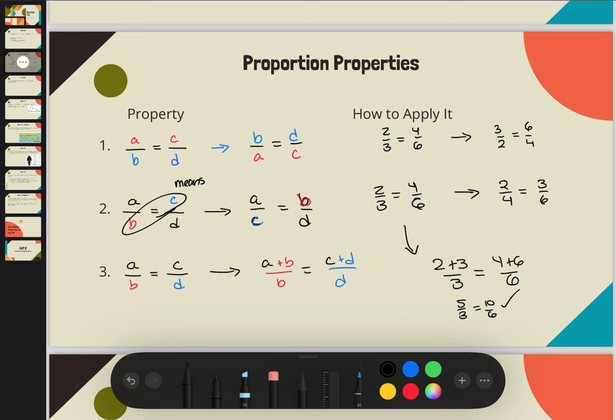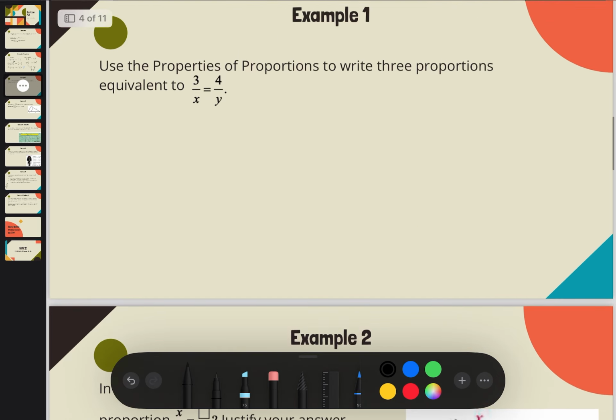So these are 3 proportion properties. First one says, hey, your reciprocals are also equal. Second one says, swap the means. Third one says, you can add the denominator to the numerator on both sides of that equal sign. So let's practice with these a little bit. They're giving us this proportion here, 3 over x equals 4 over y.